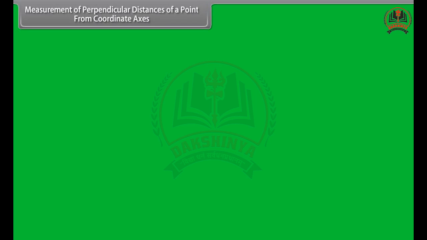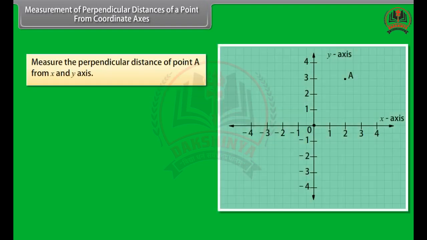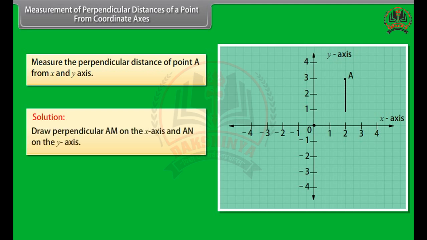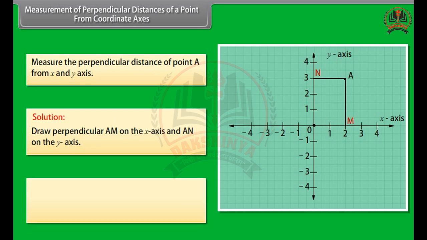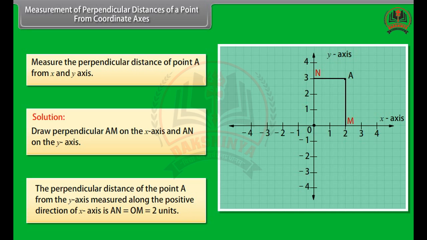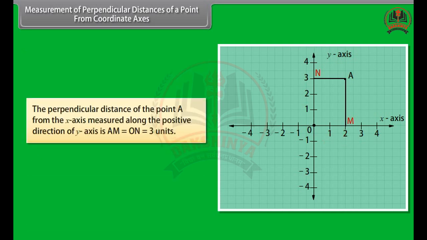Let us now learn how to measure the perpendicular distance of a point from the coordinate axes. Measure the perpendicular distance of a point A from x and y axis. Solution. Draw perpendicular AM on the x-axis and AN on the y-axis. We can see that the perpendicular distance of the point A from the y-axis measured along the positive direction of x-axis is AN is equal to OM, which is equal to 2 units. And the perpendicular distance of the point A from the x-axis measured along the positive direction of y-axis is AM is equal to ON is equal to 3 units.